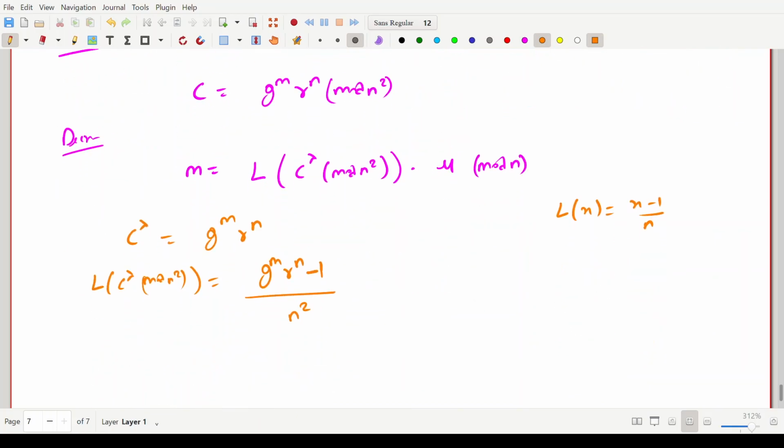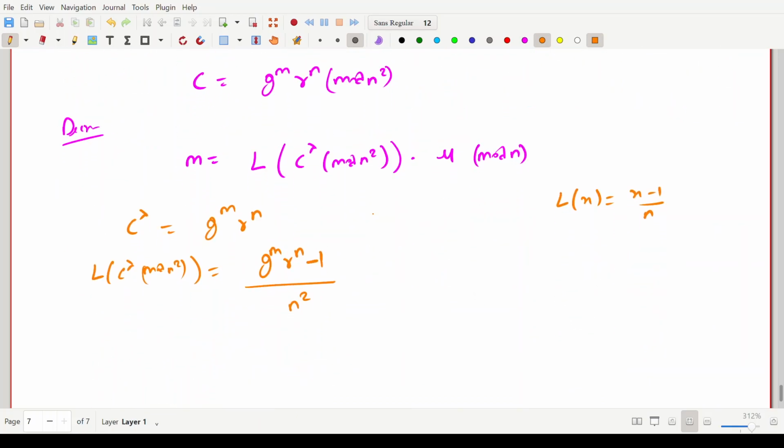And what is the value of lambda? I wanted to calculate C raised to lambda, so I just put raised to lambda. What is lambda? Phi of n. So this is raised to phi of n. What is the value of phi of n?